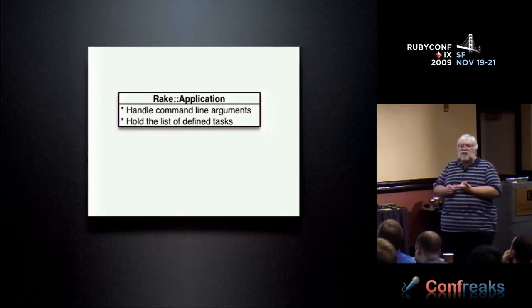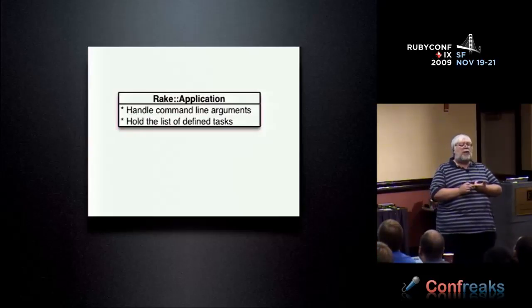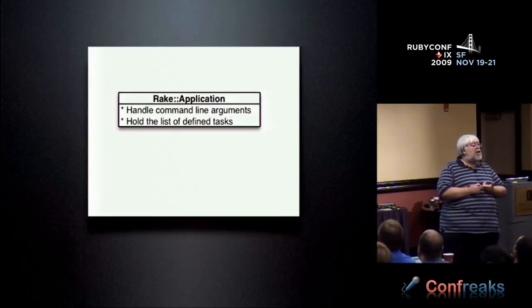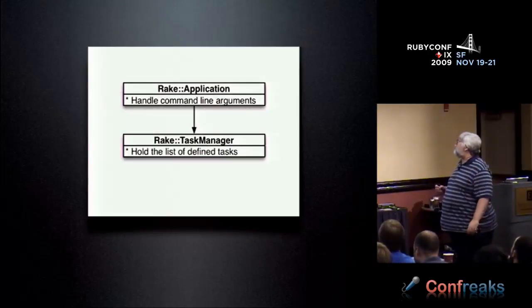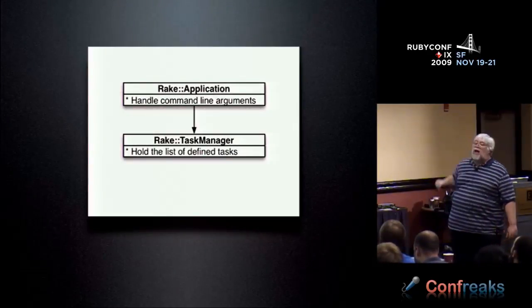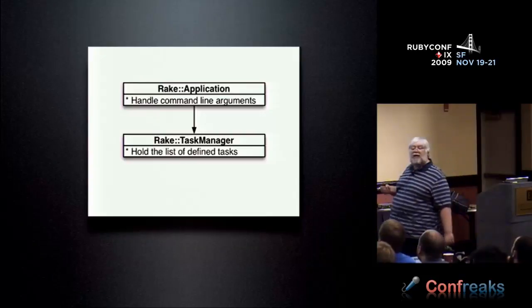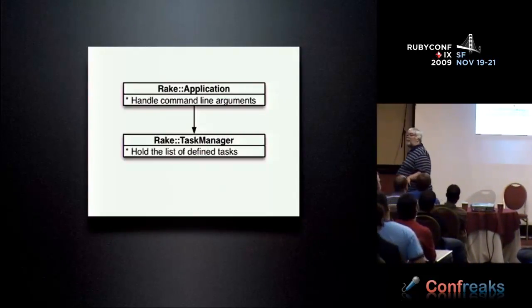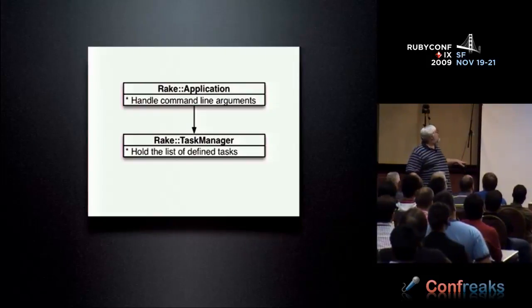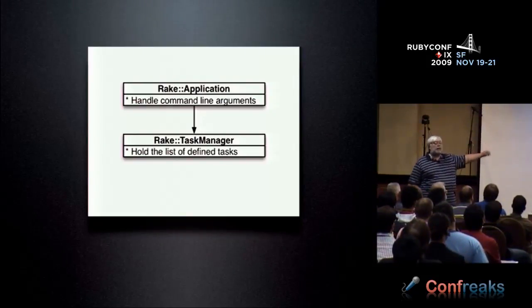So the Single Responsibility Principle says we should probably break up these two reasons to change into two separate modules. Maybe perhaps something like this. We have an application object, and it uses a task manager. And the task manager manages the storage of all the tasks and keeps track of them. And the application then is just dealing with command line arguments.